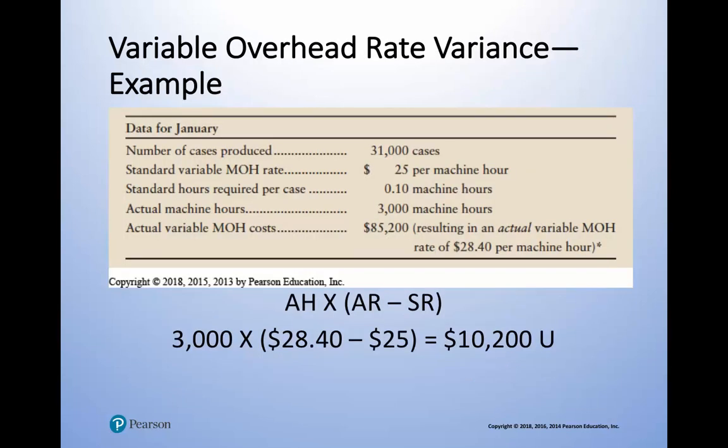So we have our example here, and they have all of our information. We have our actual hours that we used, 3,000 machine hours. Our actual rate, $28.40. So we got that again by taking our actual variable manufacturing overhead, 85,200, divided by our 3,000 machine hours. And then we have our standard rate, which was $25 per hour. So again, 28.40 minus 25 is a negative number. So when we do our math out, it's going to end up with an unfavorable number because it's negative 10,200.